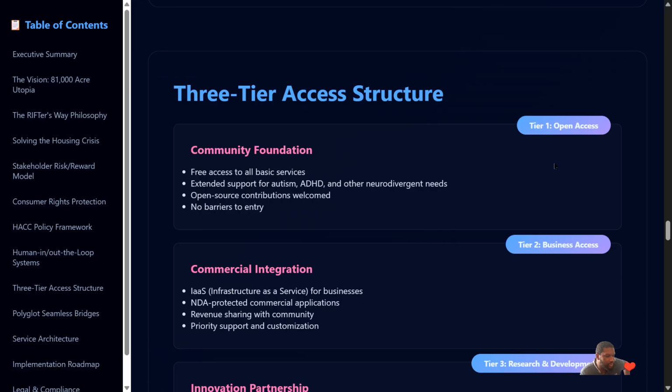So everyone gets tier one, open access. It's my business model, my business structure. You have something called an open access school, and you can check it on your website, on your system, and it goes down here to commercial integration.